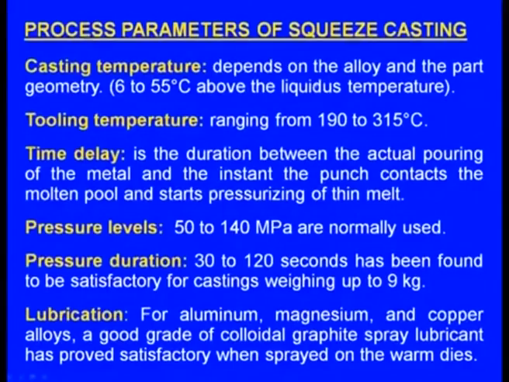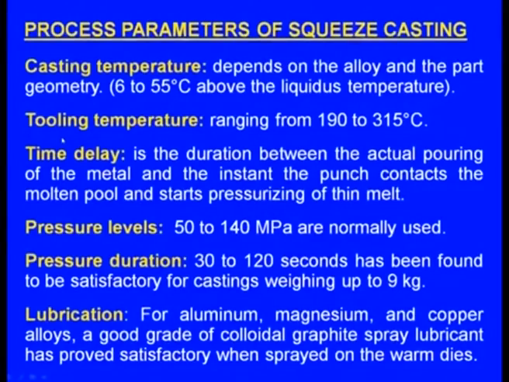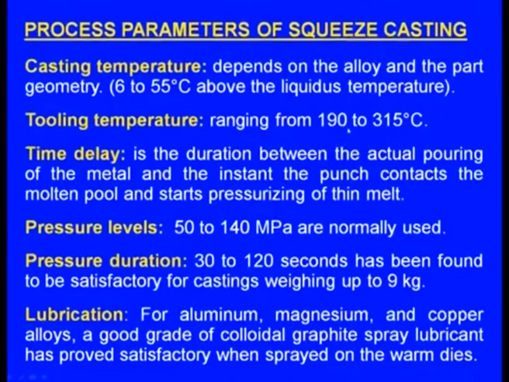Now, what are the process parameters of a squeeze casting process? One is the casting temperature. This casting temperature depends on the alloy and the part geometry, and it should be 6 degrees to 55 degrees centigrade above the liquidus temperature. Next parameter is the tooling temperature. The tooling temperature will range from 190 degrees to 315 degrees centigrade.